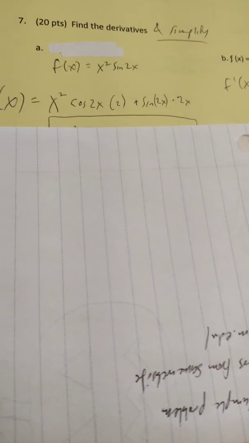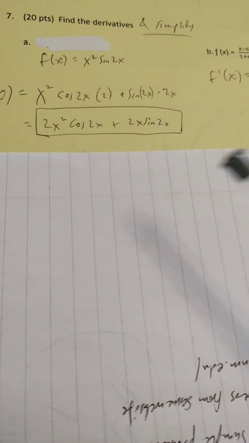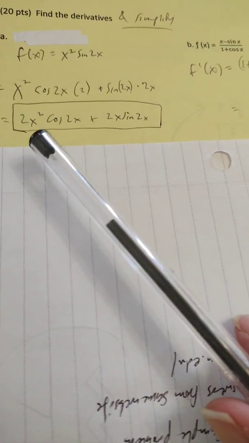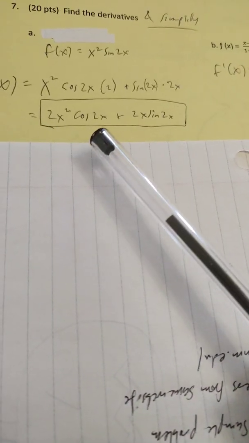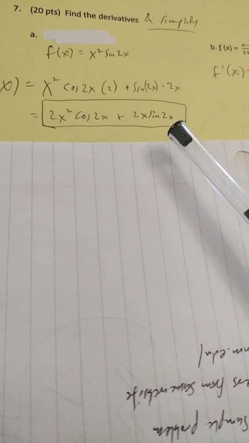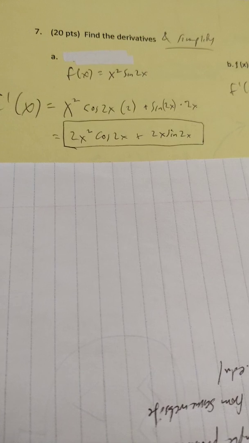And then I just simplified for my final answer. So I put this 2 in front of the x squared. It looks nicer that way. So 2x squared cosine 2x plus 2x, I put the 2x in front, times the sine of 2x. And we're done with that question.